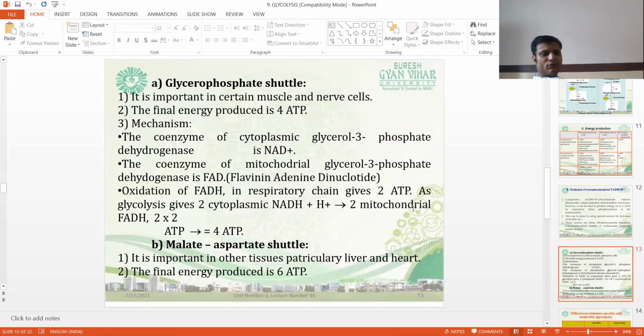As glycolysis gives 2 cytoplasmic NADH plus H plus ions, so 2 mitochondrial FADH2. So this, and another shuttle system is the malate aspartate shuttle.